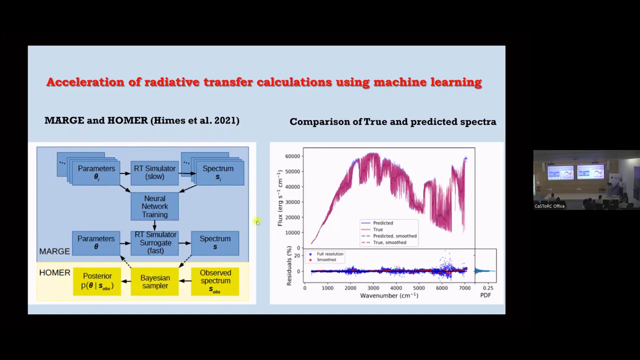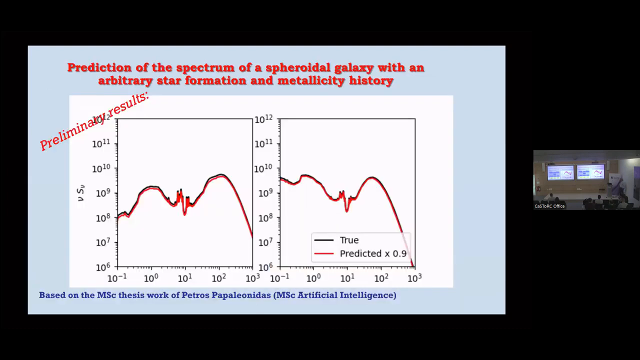So we are trying to test this. This is a result from this paper, which seems to work very well. As a first step, we use March to do this for the spheroidal component. Here you see some preliminary results of our work. This is coming out of the MSc thesis of our student Petros Papaleonidas on the MSc in Artificial Intelligence.